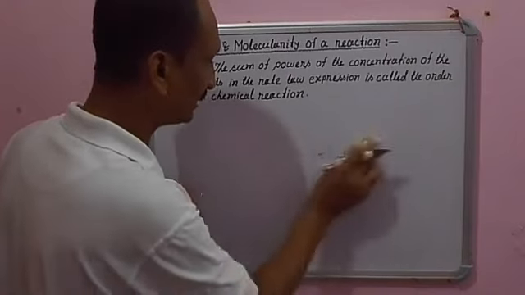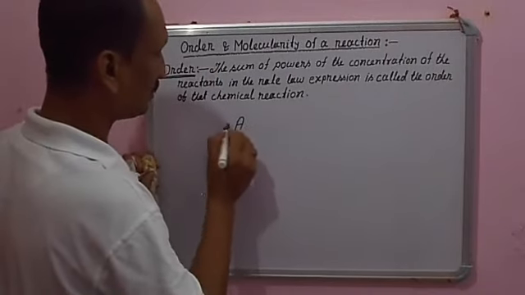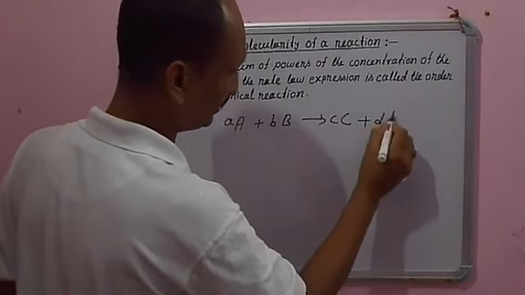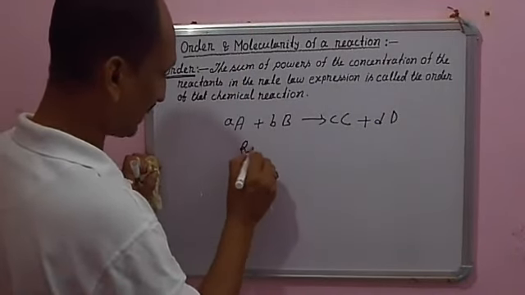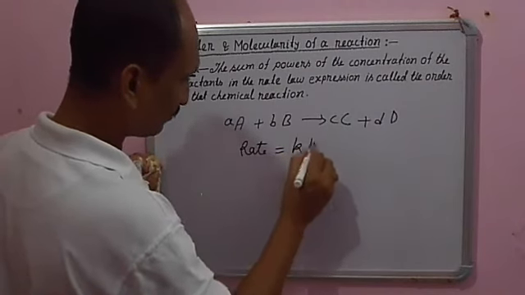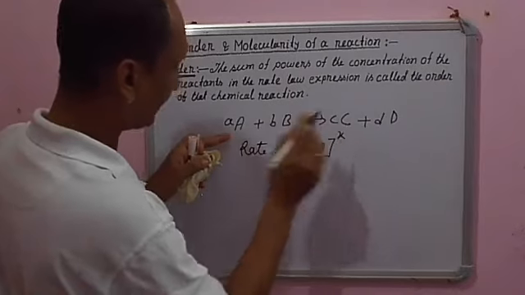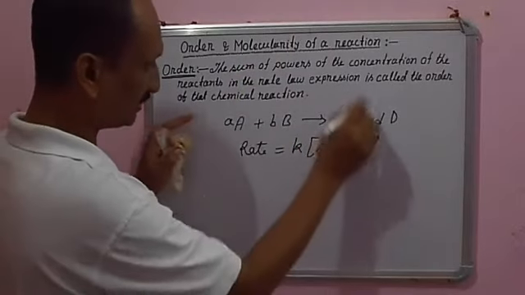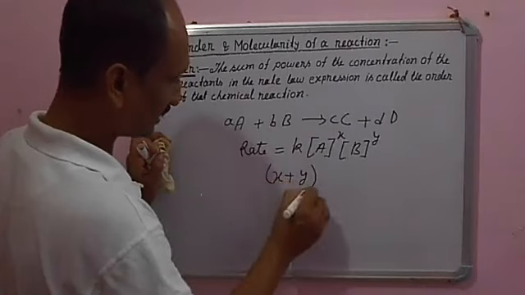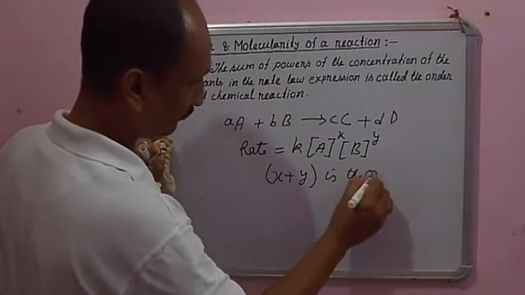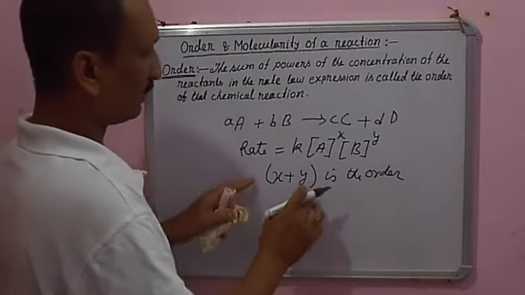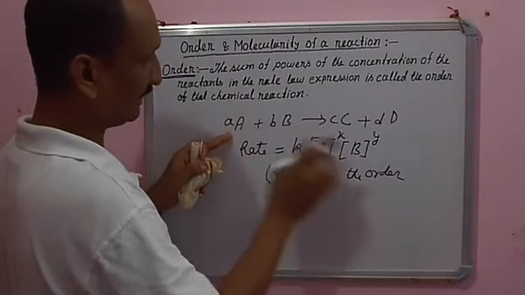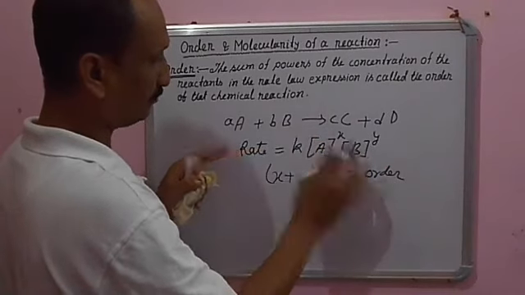Or if that reaction is, suppose, a moles of A plus b moles of B gives c moles of C plus d moles of D, and rate law is expressed as K concentration of A to the power X concentration of B to the power Y, then the overall order of this reaction will be equal to X plus Y. This is the overall order of the reaction, and X will be the order with respect to the reactant A, and Y will be the order with respect to the reactant B.